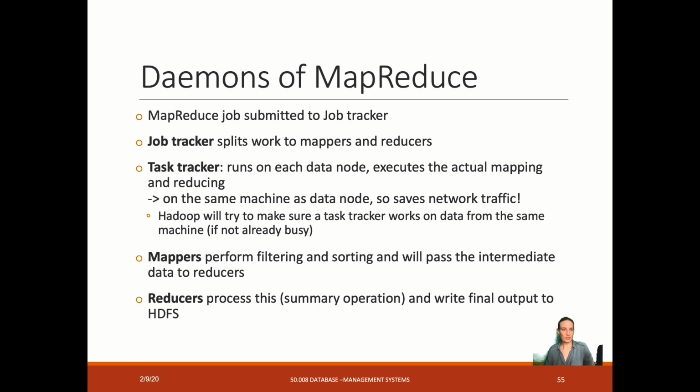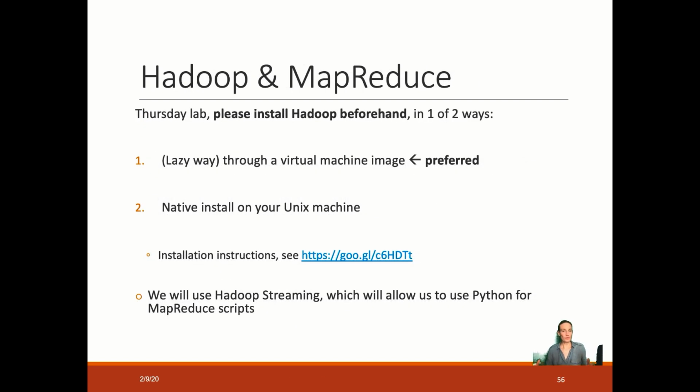That's pretty much the summary of MapReduce. Did I forget anything? Also, mappers perform filtering and sorting, and will pass the intermediate data to the reducers, and then the reducers process this. In this case, we have some operation, and they pass along the final output. Okay. So this is MapReduce, explained quite briefly.